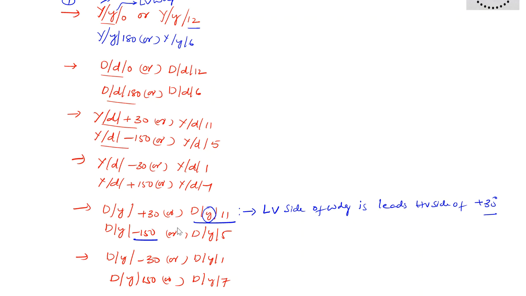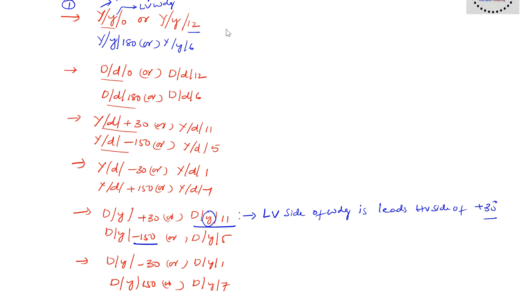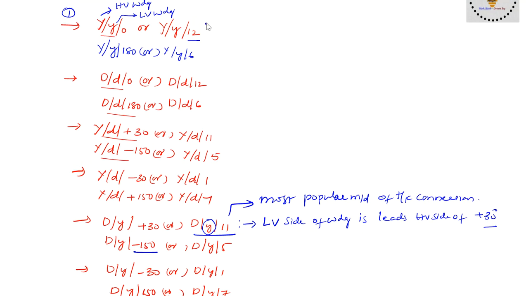Now we'll talk about the groupings. This grouping is necessary for making the parallel operation of transformers. So the main important thing is parallel operation of transformers. The most common, popular method of transformer connection is Dy11. In the examination, they ask in options that Dy11 is the most common or most popular method of transformer connection.